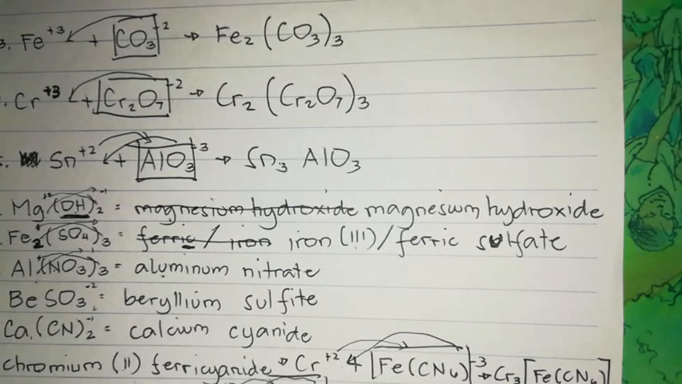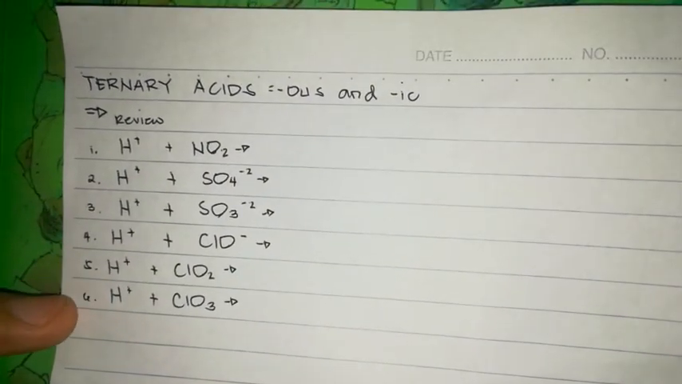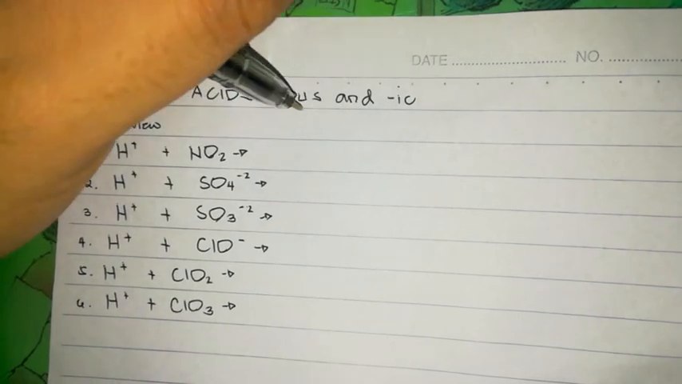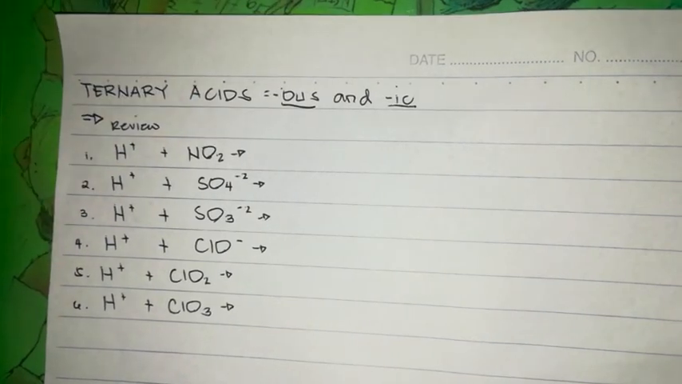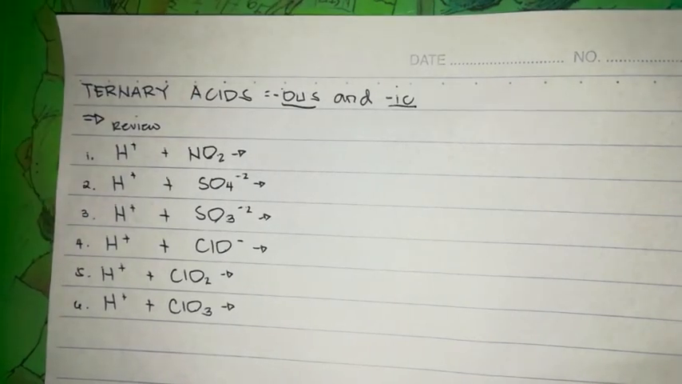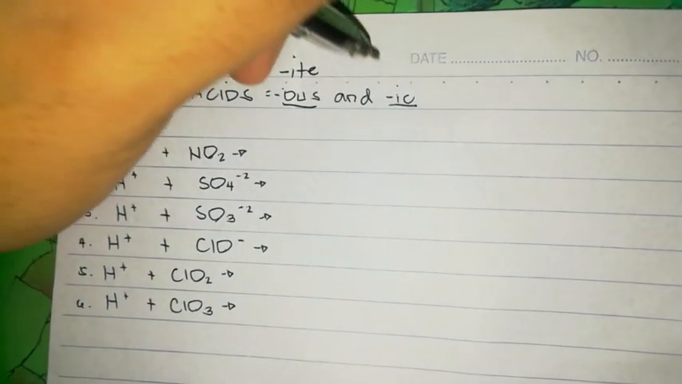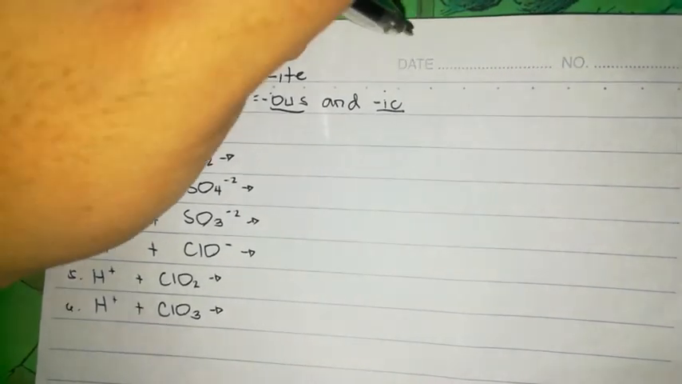Next, last topic, we now go to your ternary acids. Ito, mas simple ito ngayon. Kasi titignan lang natin yung dulo ng pangalan ng ating anion and then papalitan natin ng us or ic, depende sa kung saan siya nag-e-end. Magiging us ang ending ng isang acid kapag ang kanyang dulo ay ITE. Magiging ic naman ang dulo ng isang acid kapag ang end ng anion is ATE.